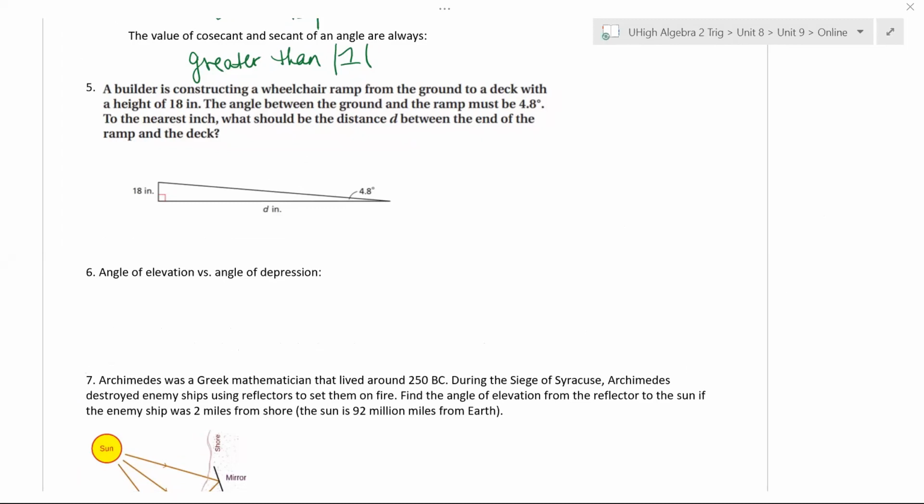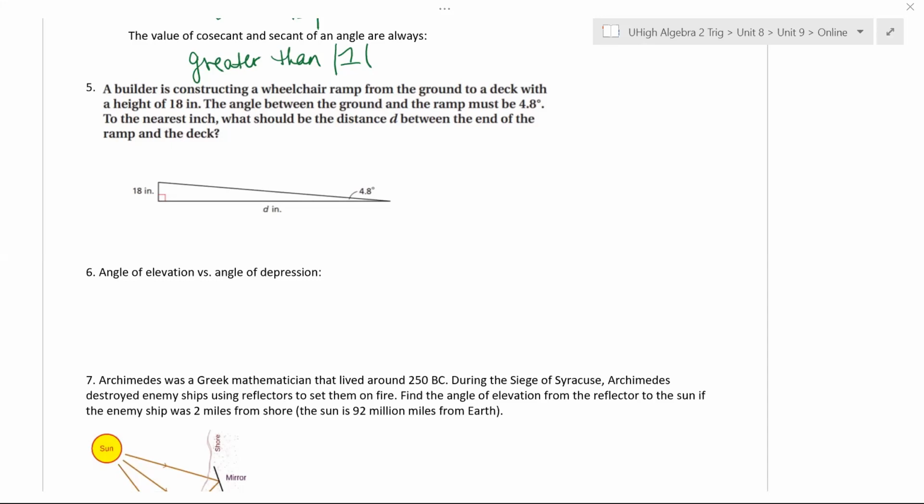Number 5 says, a builder is constructing a wheelchair ramp from the ground to a deck with a height of 18 inches. The angle between the ground and the ramp must be 4.8 degrees. To the nearest inch, what should be the distance d between the end of the ramp and the deck?